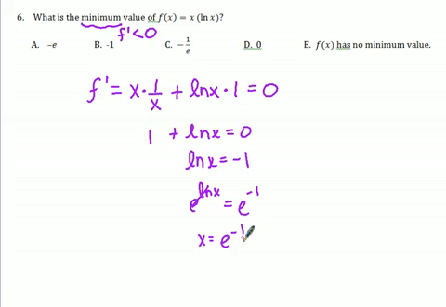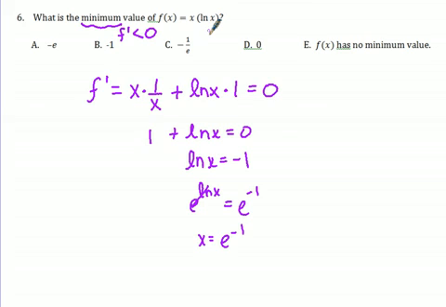Now I'm going to go back and look at a couple of things. You might be tempted to look at the answer choices, and notice our answer choice is not there. And honestly, I'm really surprised that it's not one of the choices, because usually they try to trick you with this. This is not our answer. The question said, what is the minimum value? I need to take this answer and plug it back into my function.